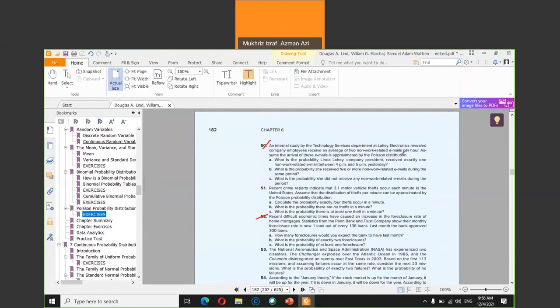Per hour is the interval time. You can see here, employees receive an average of 2, so mu, the mean, is equal to 2 for every 1 hour. What is the probability that Linda Leahy receives exactly 1 email between 4 to 5? So 4 to 5 is of course 1 hour, which is the same here. You want to calculate exactly 1, meaning P(x = 1), provided that mu is equal to 2.